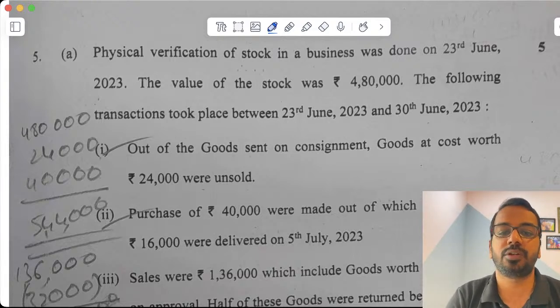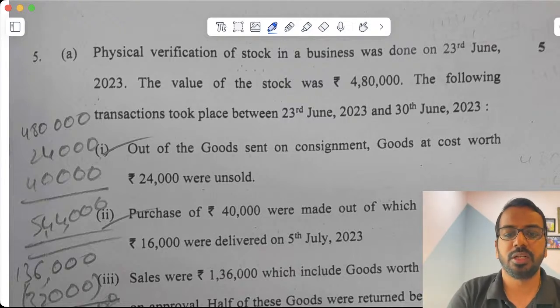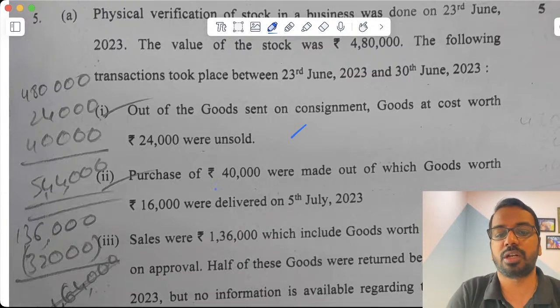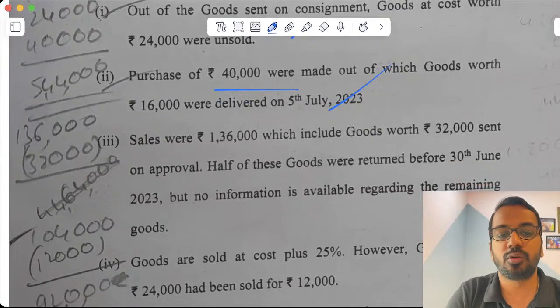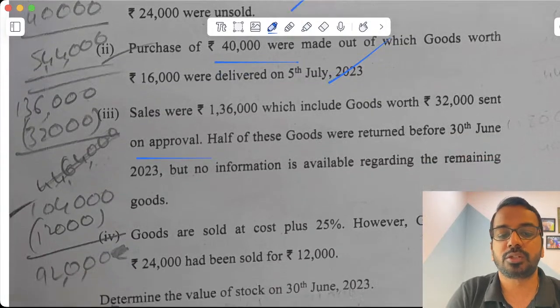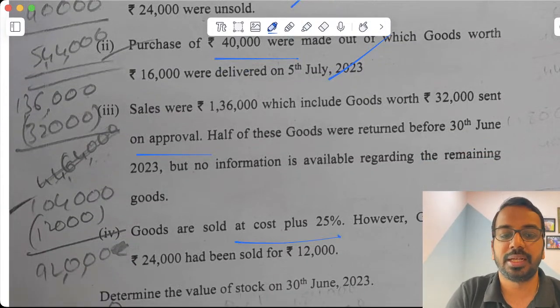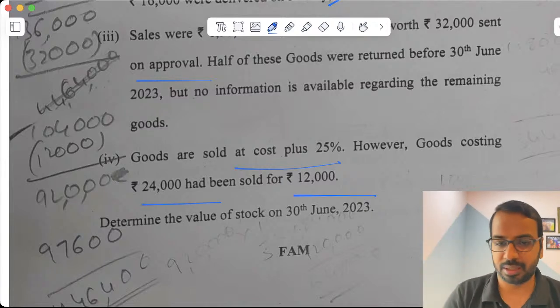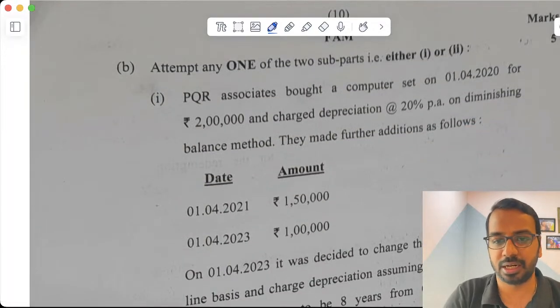Then physical on inventory, 5 marks. Physical verification was done on 23rd of June. Value of stock was 480. The following transactions took place. We have to do the adjustment. Goods sent on consignment. Purchase of 40,000, out of which only so much was delivered. Sales include goods so much on approval. Goods are sold at this cost plus 25%. However, 24,000 has been sold for 12,000. Standard question from the study material. Okay, nothing critical here as well.